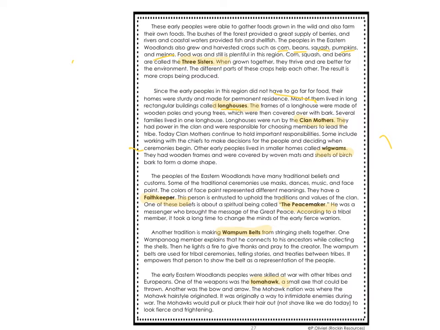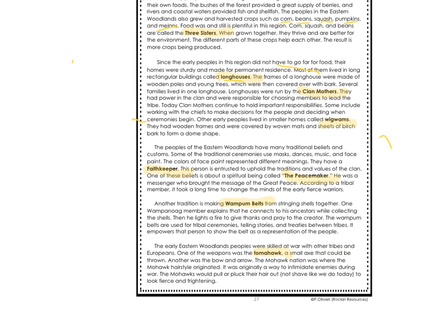The early eastern woodland peoples were skilled at war with their tribes and Europeans. One of the weapons was the tomahawk, a small axe that could be thrown. Another was the bow and arrow. The Mohawk Nation was where the Mohawk hairstyle originated. It was originally a way to intimidate enemies during war. The Mohawks would pull or pluck their hair out, not shave like we do today, to look fierce and frightening.